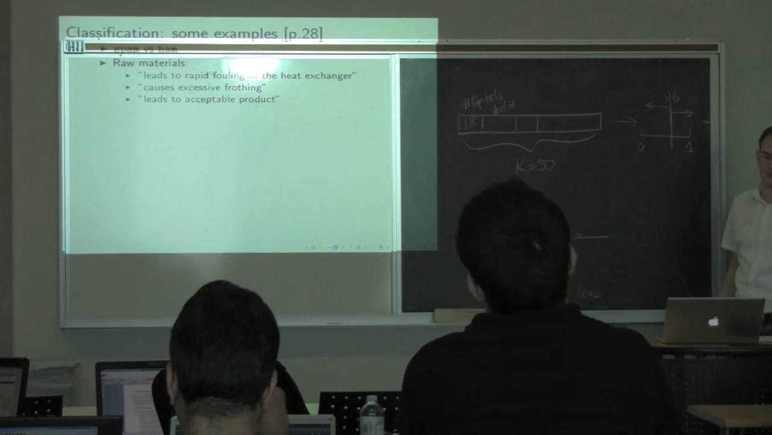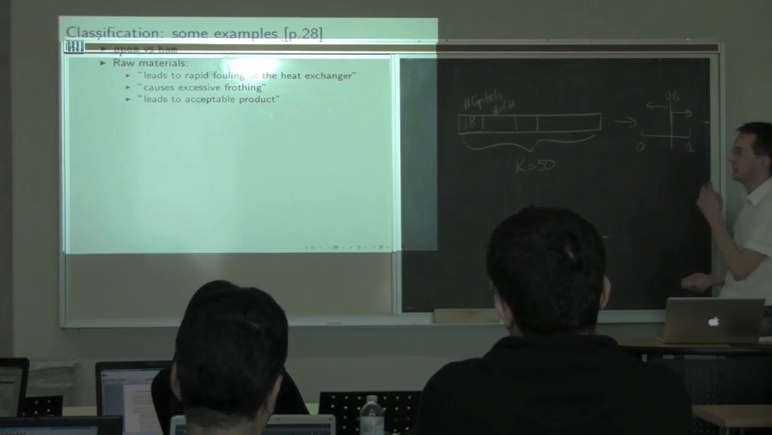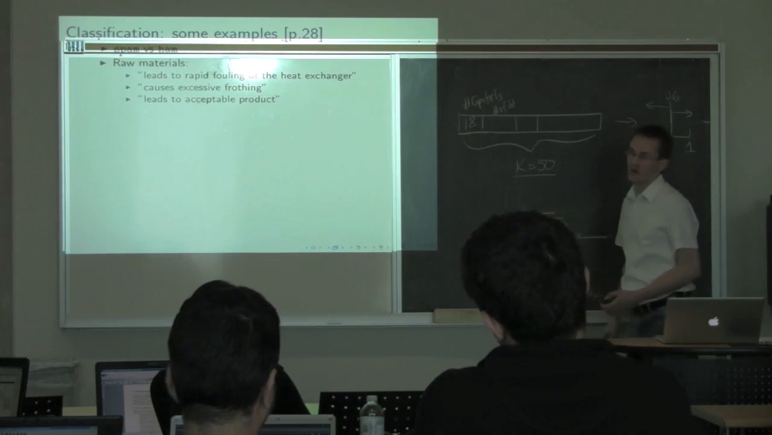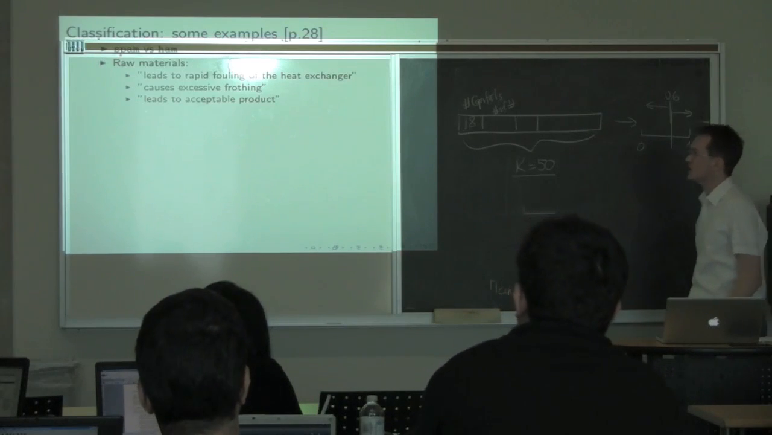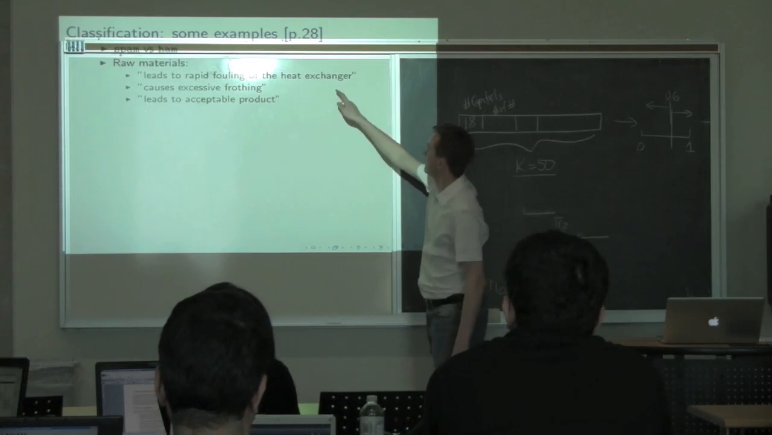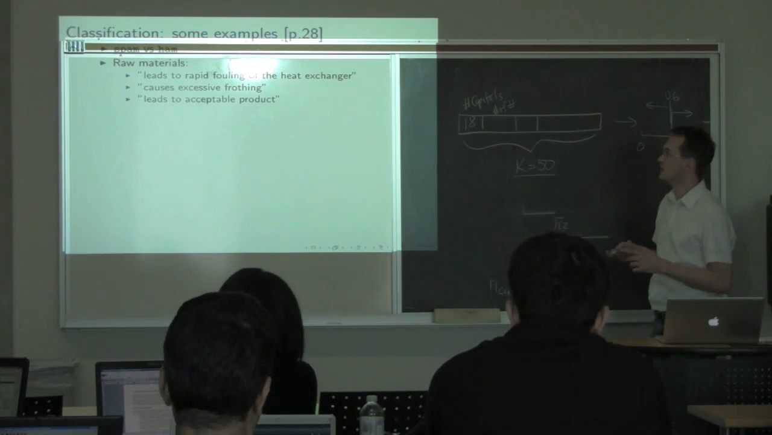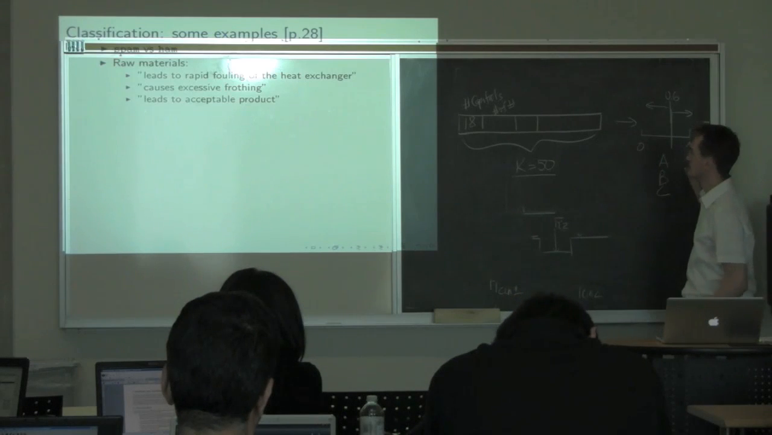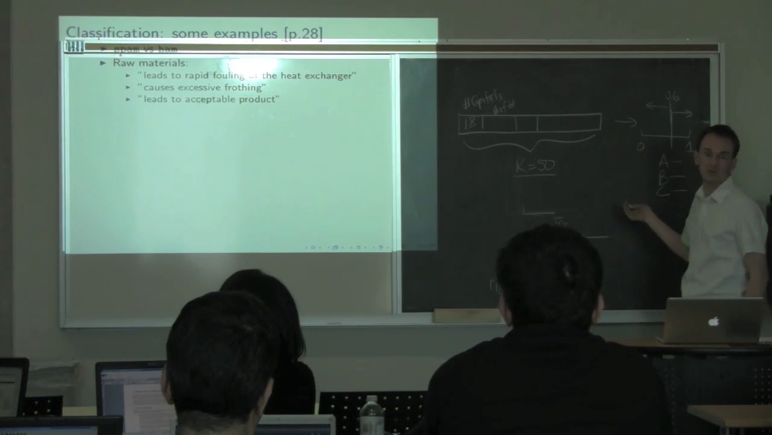Another one that's more relevant to our study is if you've got raw materials and you want to say, if I measure a certain number of properties on my raw material, so maybe K is 5, 6, 7, 8, 9 properties, can I predict ahead of time that this raw material will lead to one of these three outcomes? So now your prediction is A, B, or C. A leads to fouling, B is excessive frothing, C is acceptable.